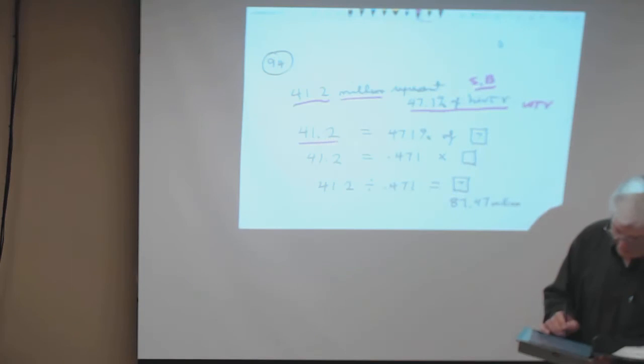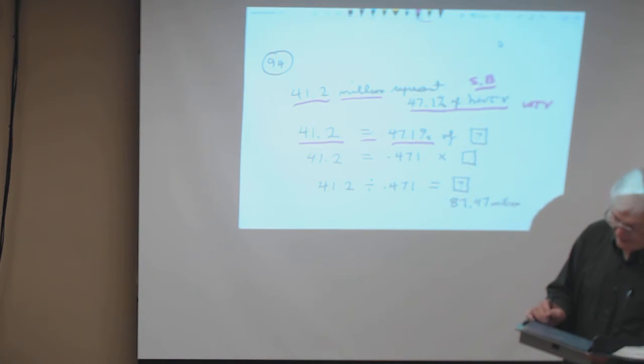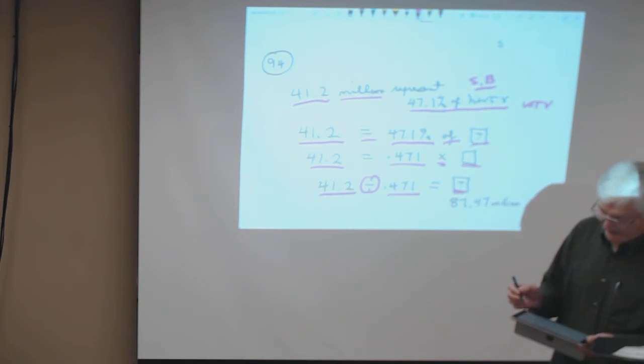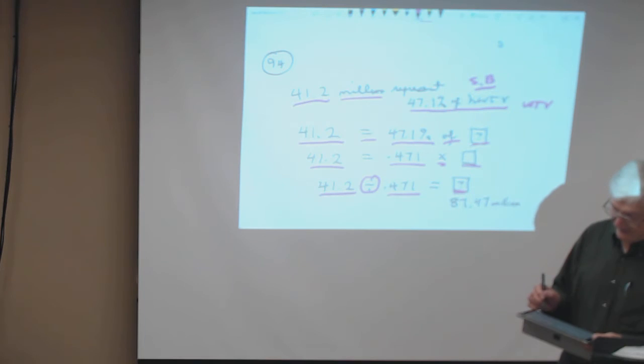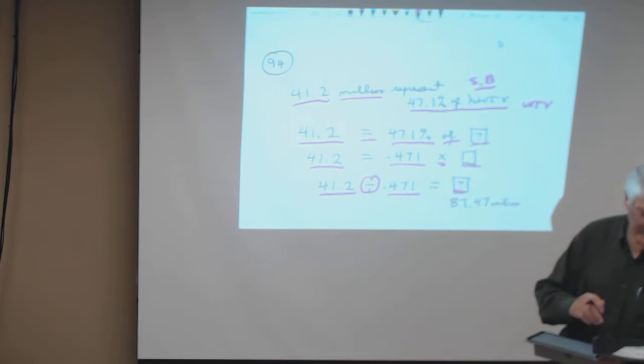So 41.2 equals 47.1% of this number. This equals this times this. So this would equal this divided by this. And what's the answer? 87 million people have televisions.